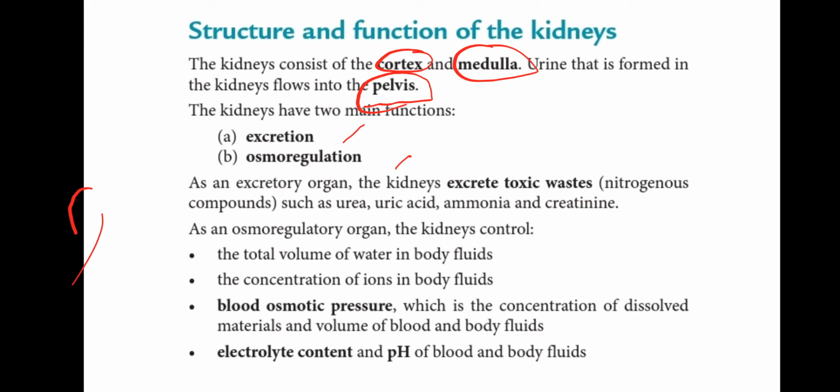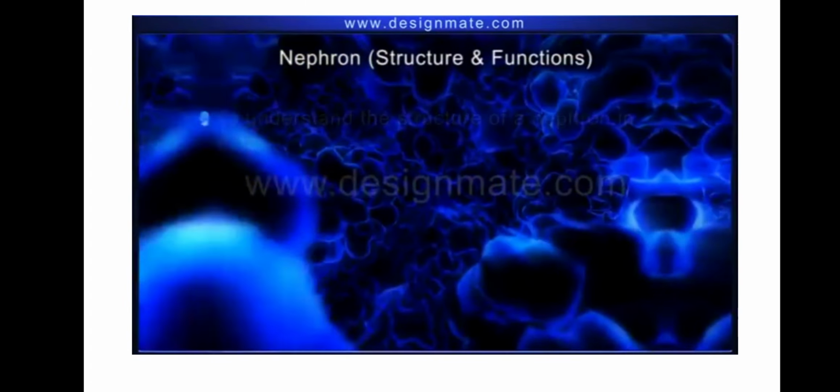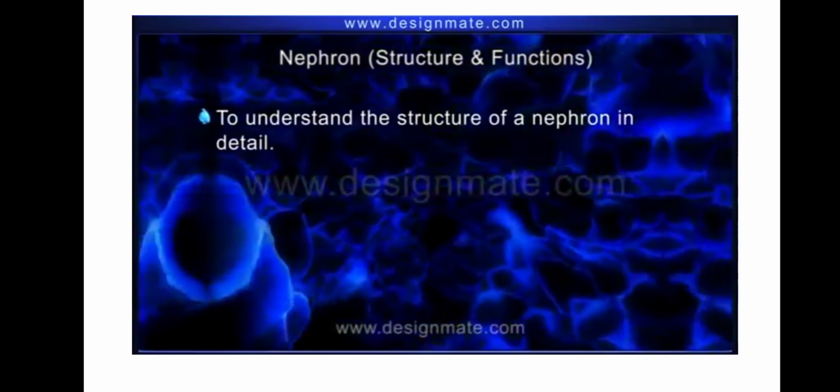After that, the water balance will be in control. That means the total volume of water will be normal, the concentration of ions also normal, and osmotic pressure also normal. Since adjustments are made on the uric acid, the pH will also get back to normal. Now we see one short video on nephron structure and functions. Nephron objective: to understand the structure of a nephron in detail.